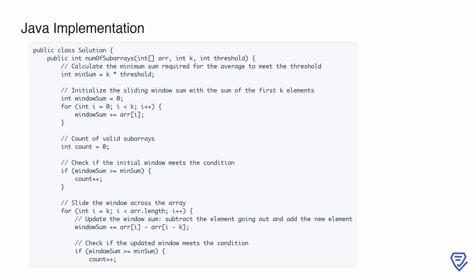We then check if the initial window sum is greater than or equal to the calculated minimum sum, and if so, we increment the count by 1. Now, we begin sliding the window across the rest of the array by iterating from index k to the end of the array. For each step, we update the window sum by subtracting the element that is sliding out of the window and adding the new element that is sliding in.